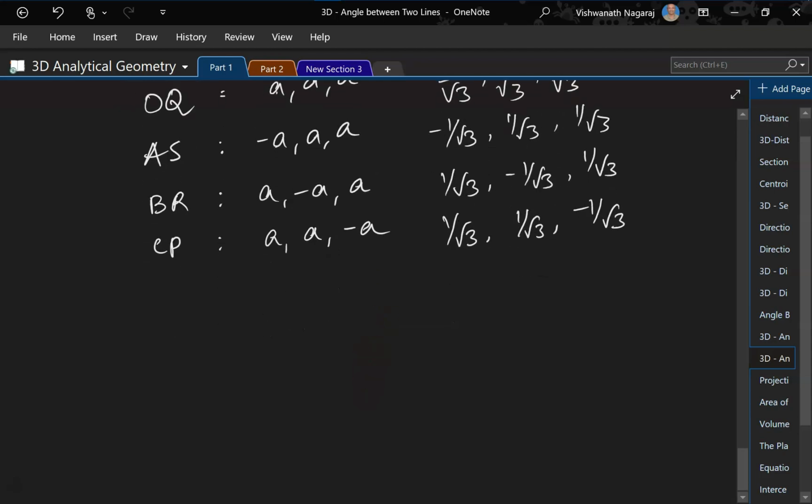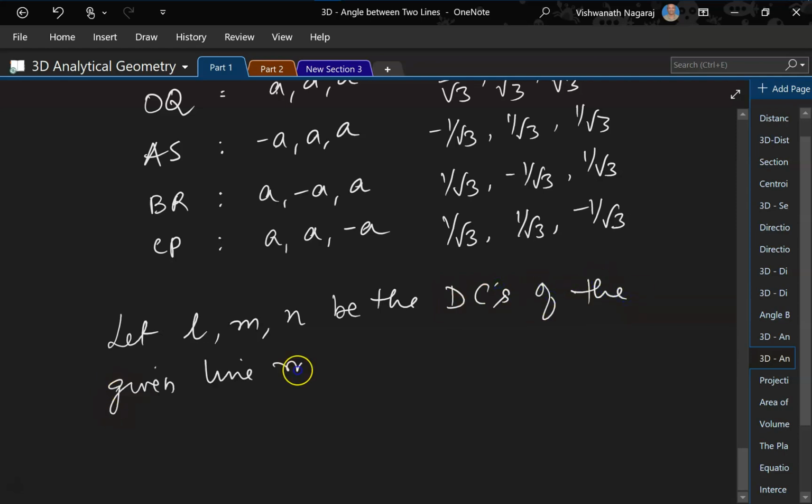Now let's focus on the line that is crossing these diagonals. So let L, M and N be the direction cosines of the given line, making the angles alpha, beta, gamma and delta with the diagonals.